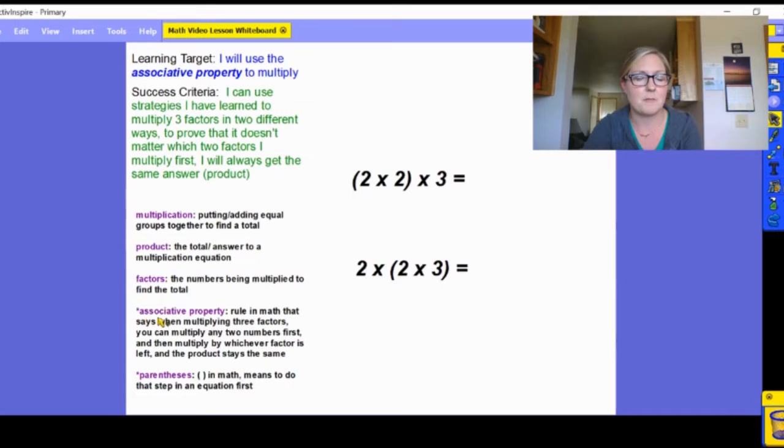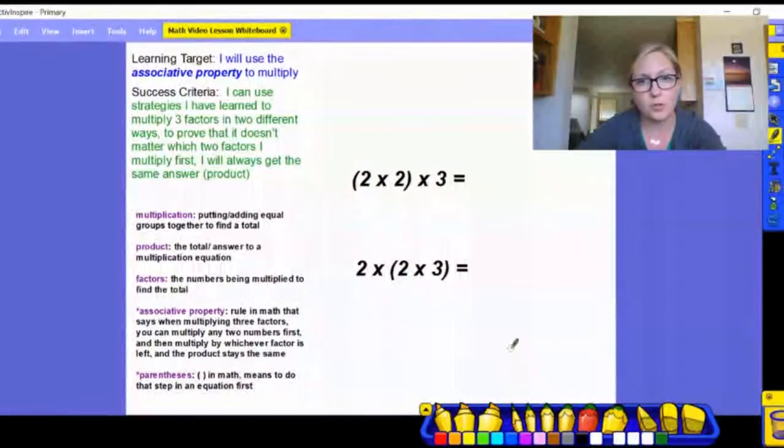And then today, of course, the name of our rule that we're exploring is the associative property. And parentheses are what we call these curvy lines that go around part of the equation that we're doing first. So parentheses, we also see parentheses in reading and writing, and they are used differently in those subject areas. But in math, when we see parentheses, they mean that we should be doing that step first in an equation. Visual examples, pictures in math, really helpful.